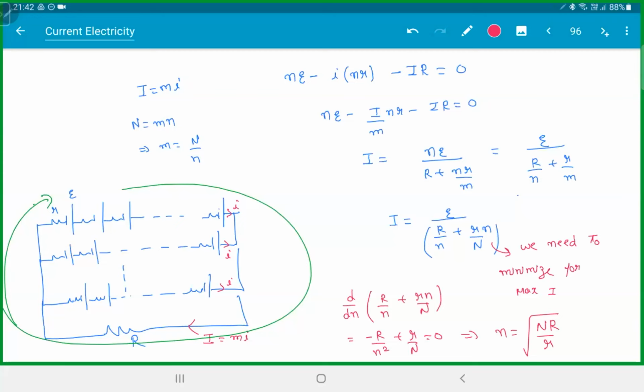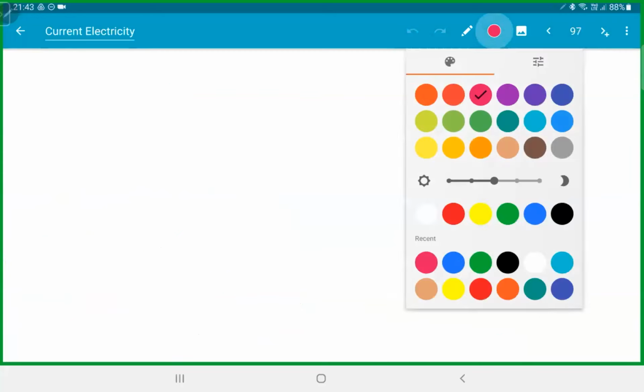Clear? So this is the result which you need to remember. If the total number of batteries is n into m, the small n is given by root over n capital R by small r, and small m will be n small r by capital R. This is series. This is n branches.